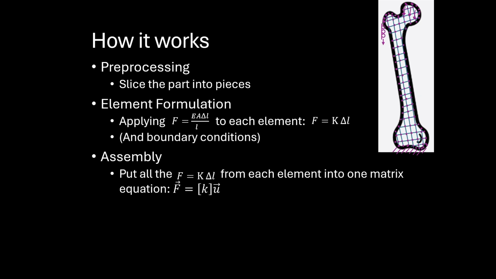Then we have assembly, where we're going to take all of those equations that we just made for each element and we're going to put them into one matrix equation. We're going to have a vector of force values, a matrix that represents our stiffness or K values, and we're going to have a U vector which represents our displacements of each node. While this isn't exactly the change in length, the displacement can be used to find the change in length, and so it just works out to be much simpler to use displacements at this step as opposed to going straight for the change in length.